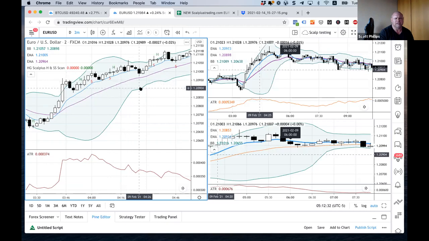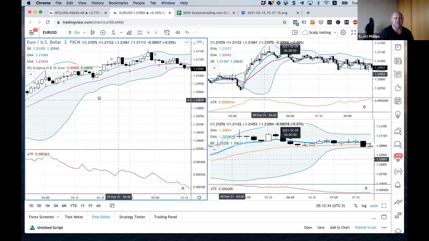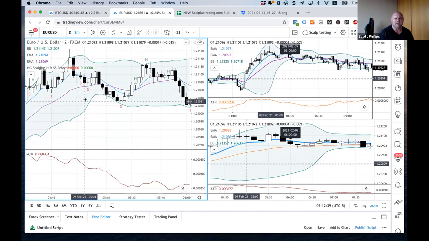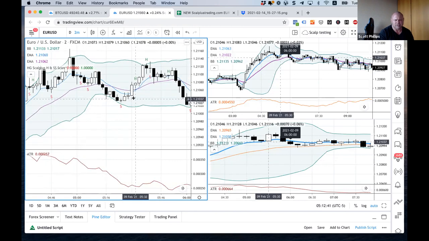Pivot too high, pivot too high, pivot too high. We're still in decreasing vol mode. No trade.